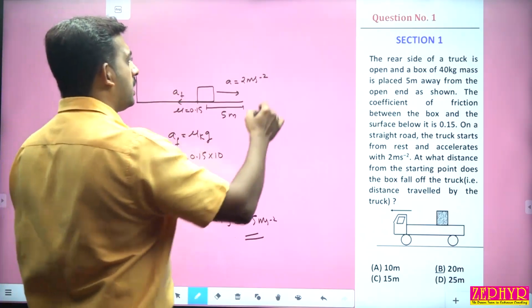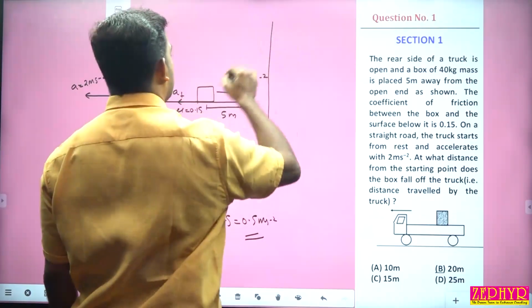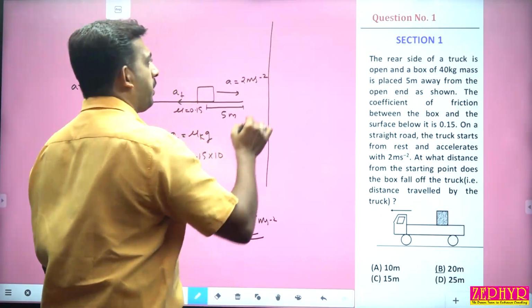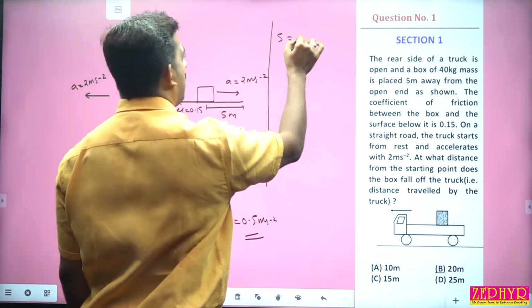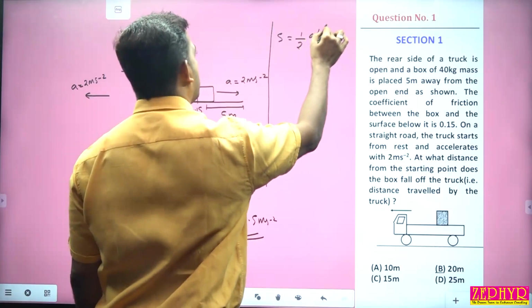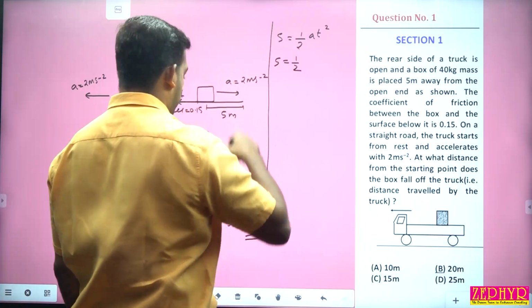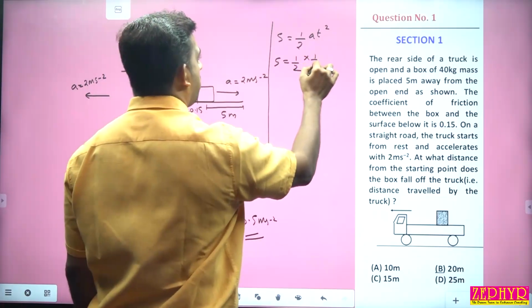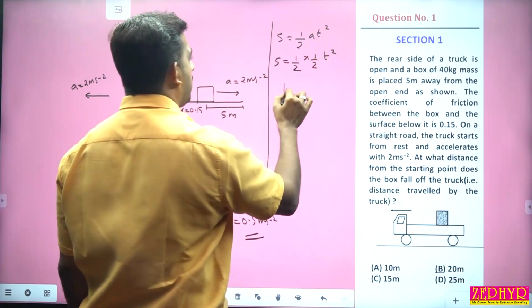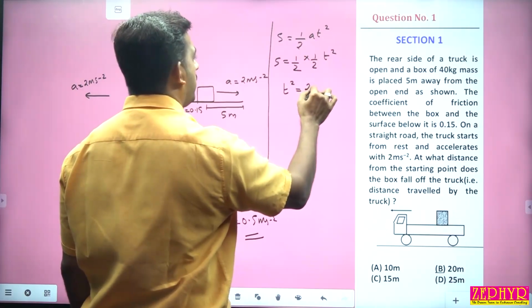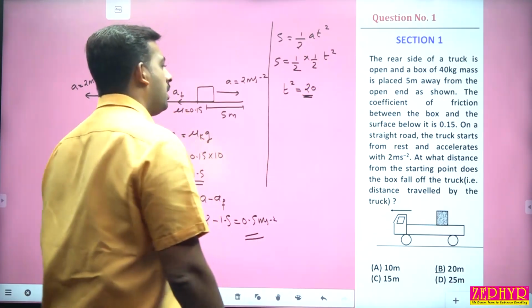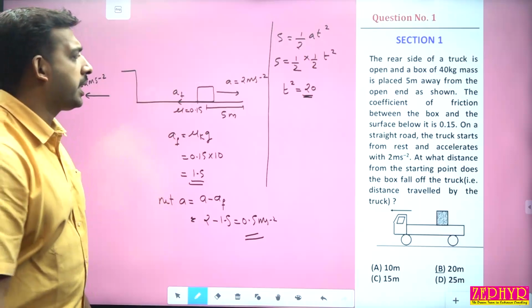So the distance traveled by the box to fall from the truck is 5 meters. So the displacement s is equal to half into a into t square. We take s as 5 meters and the net acceleration of the box as 1 by 2, so 5 equals 1 by 2 into 1 by 2 into t square. So we get t square is equal to 5 into 4, that is 20. T is equal to root of 20 seconds.